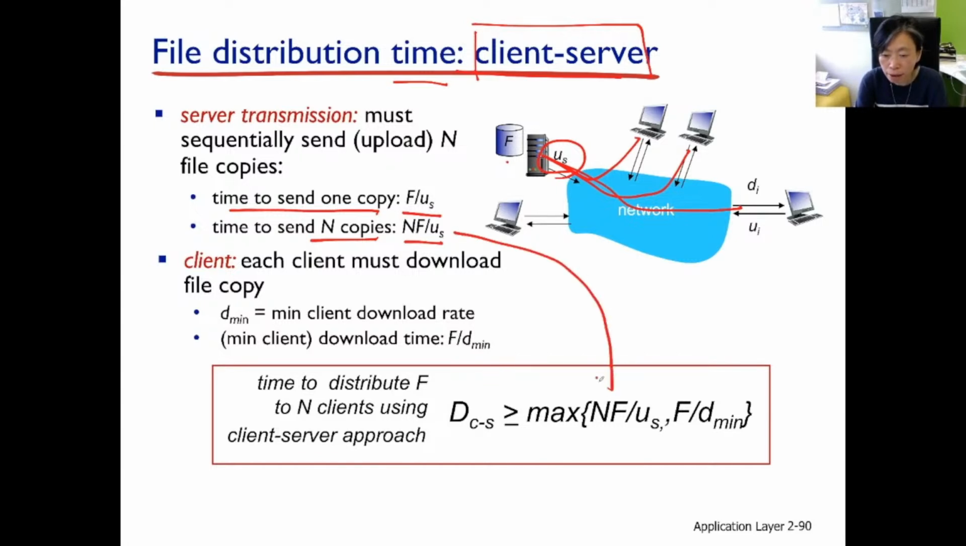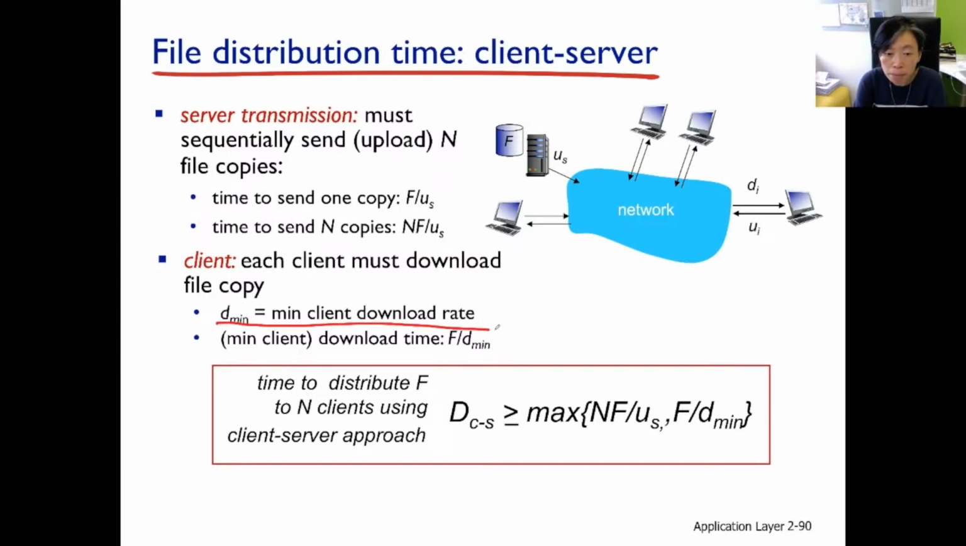This is the term that we have here, because the overall file distribution time will be limited by the server uplink capacity and the minimum client capacity. This is the case where the server is the bottleneck, and this is the case where the client with the minimum downlink bandwidth is the bottleneck. Let's assume the minimum download rate is d_min. Therefore, the download time is F over d_min. The smaller d_min is, the longer the download time is. So in case the server is the bottleneck, the overall distribution time will be bounded by this term. If the client is the bottleneck, it will be bounded by F over d_min.